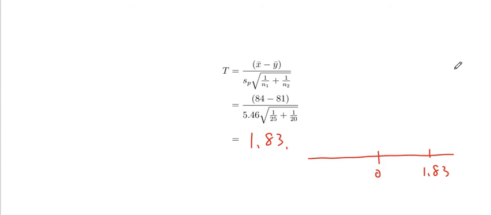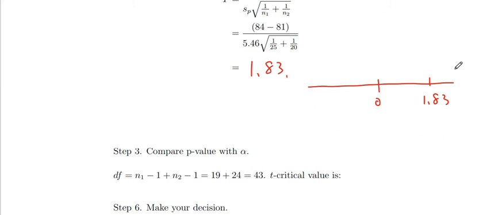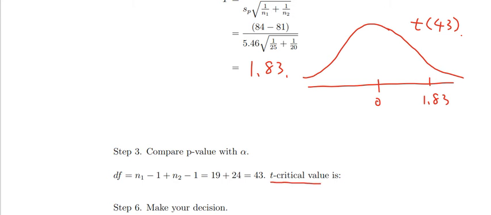So then we need to check the t distribution. So there's a t distribution, and the degree of freedom is 43. Okay. So let's check a t table. We just need to find this t critical value, then use this critical value to determine whether 1.83 is a big number or a small number.